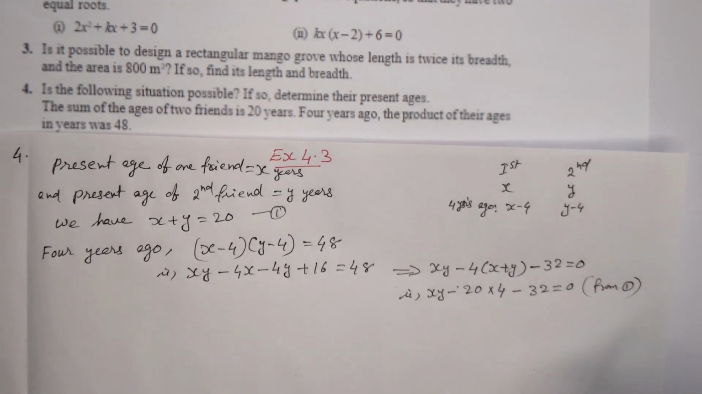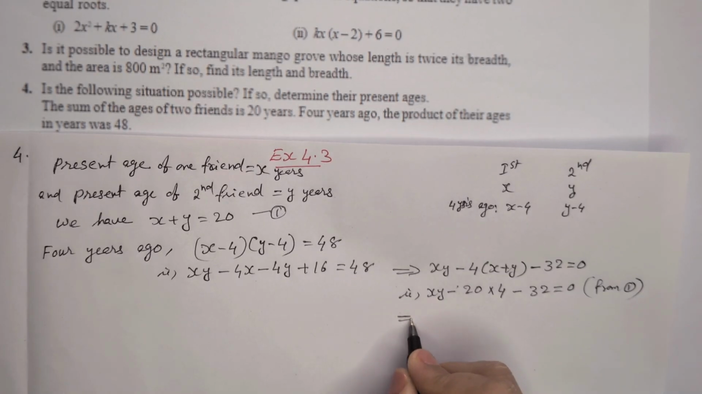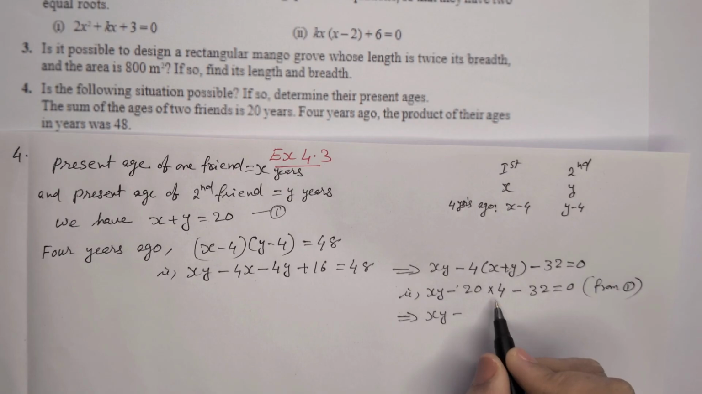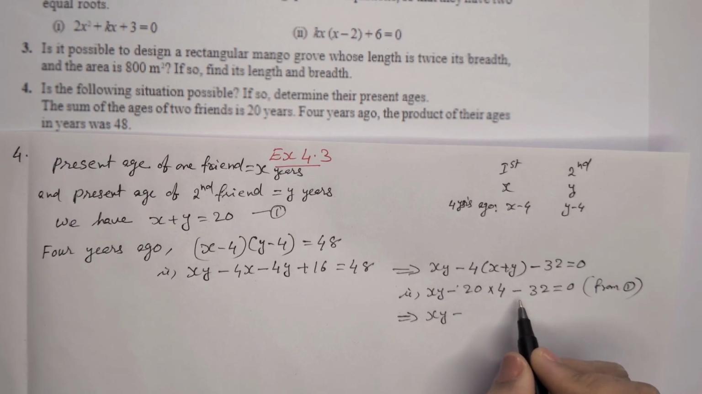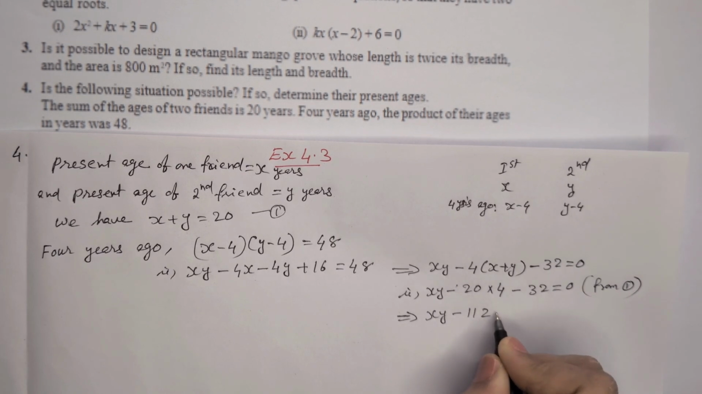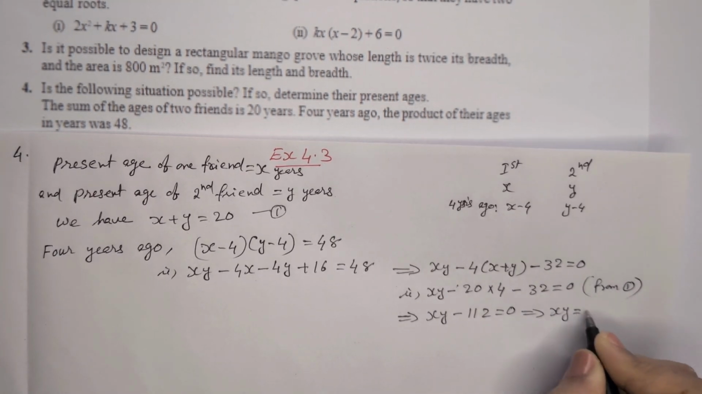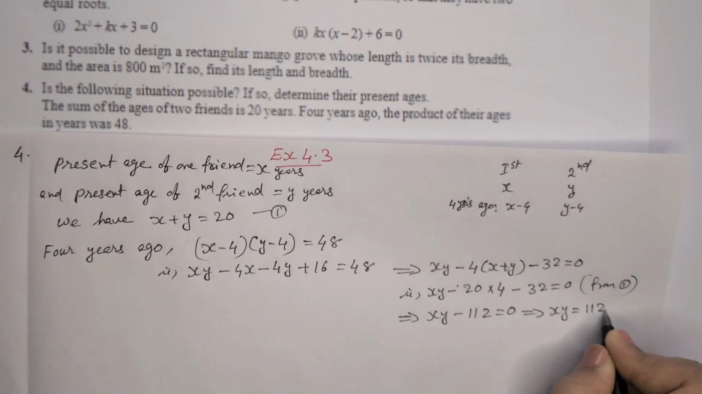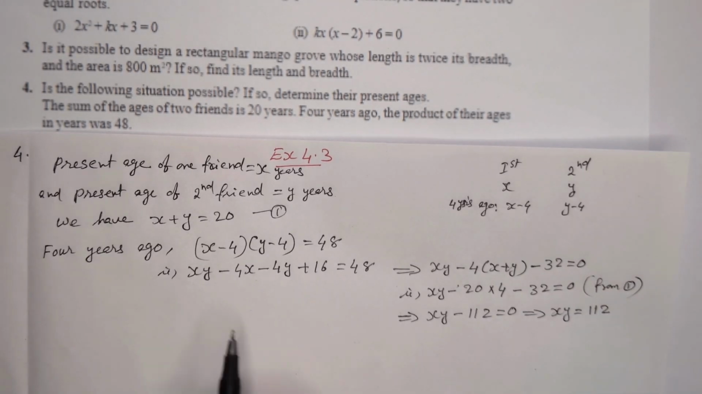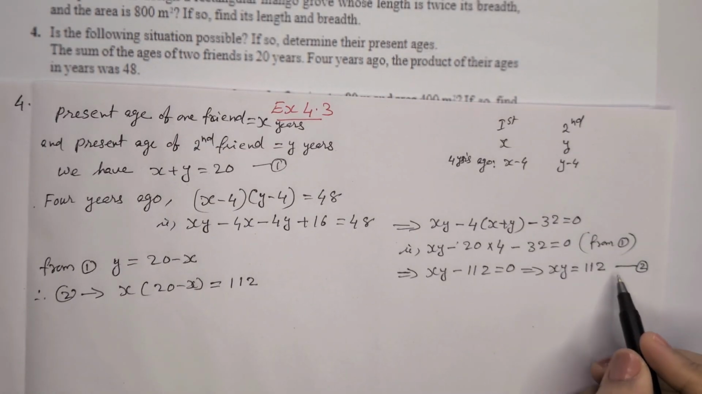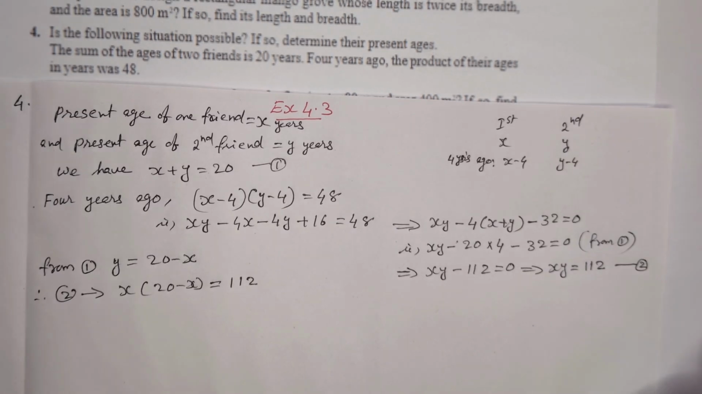Then we can write xy minus 80 and then minus 32. So xy minus 112 is equal to 0, which implies xy is equal to 112. Then from equation 1 and 2, this is the second equation, we can rewrite. We can mark this as equation number 2, xy is equal to 112.